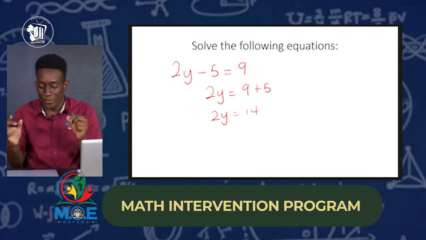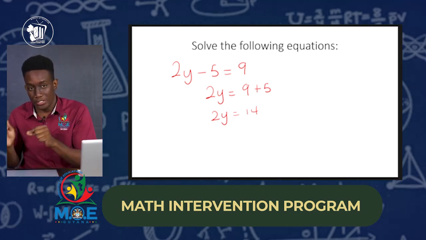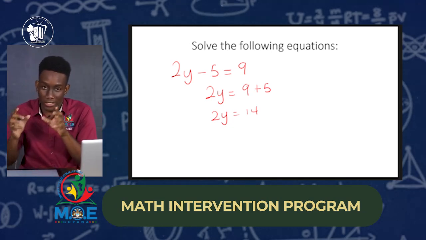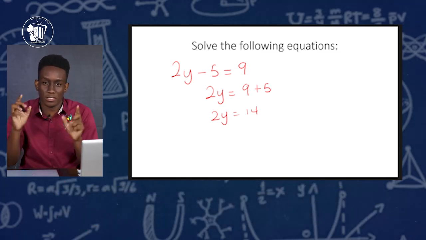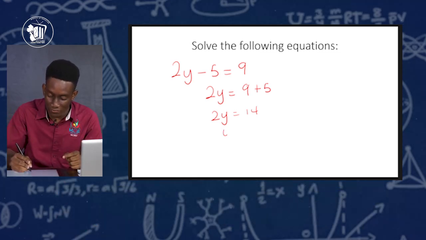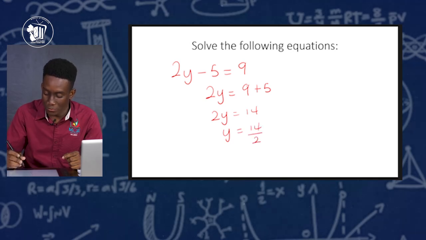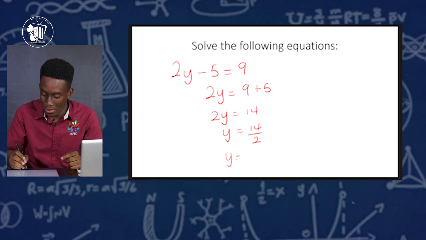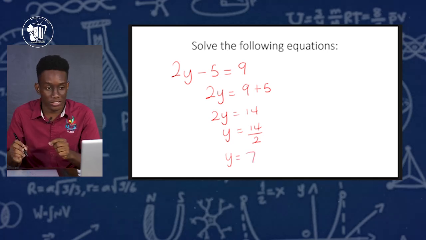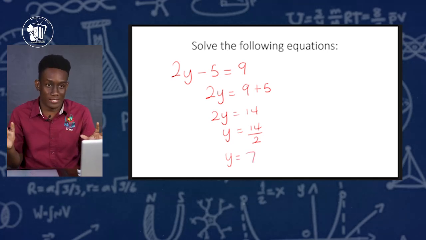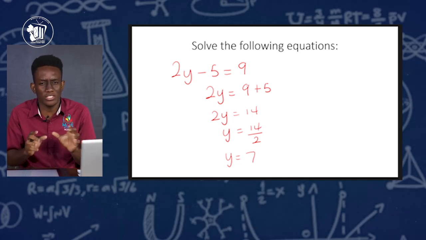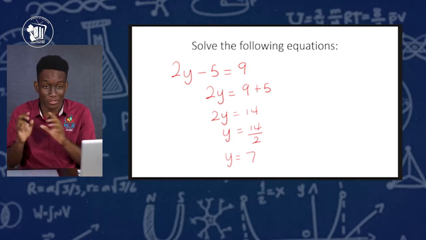And the last step, we have 2y is equal to 14. So the 2 is multiplying the y. So when we take over the 2, the opposite of multiplication is division. So we'll have y is equal to 14 divided by 2. Hence y would be equal to 7. So the value of y is 7. How can we check to make sure our answer is 100% correct?